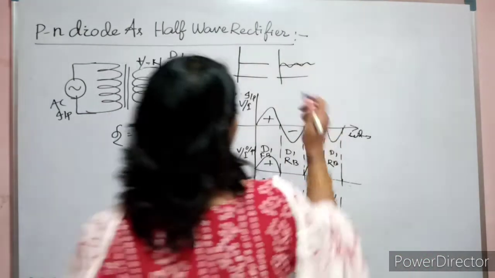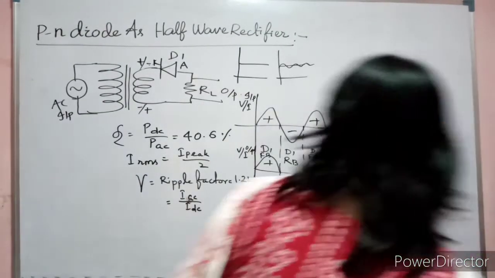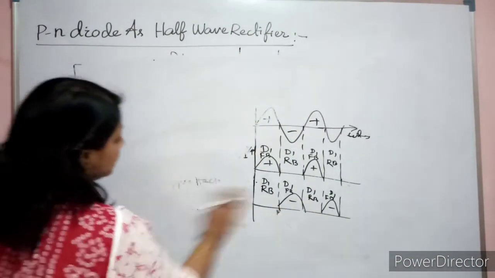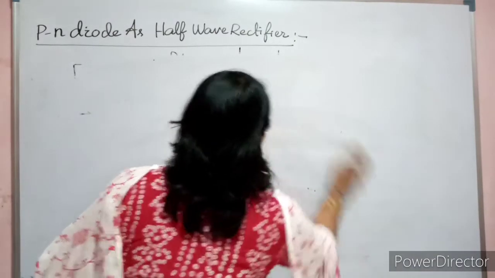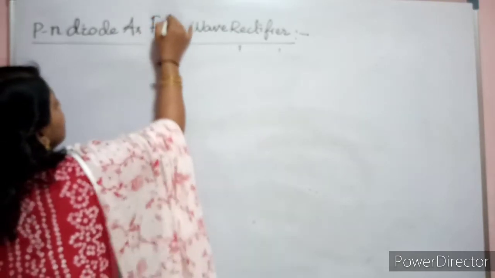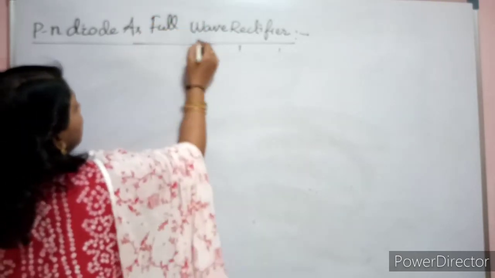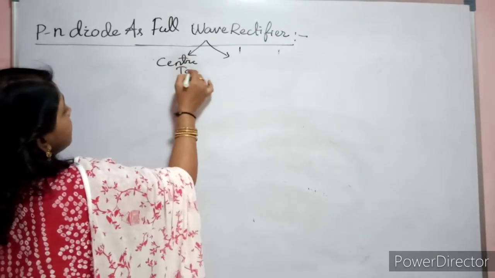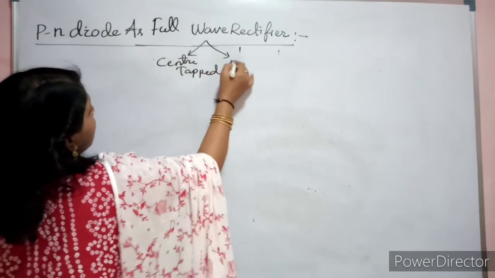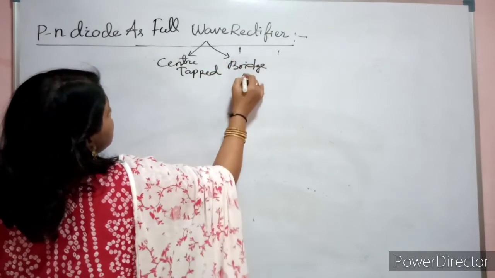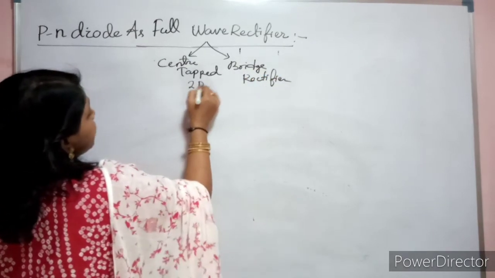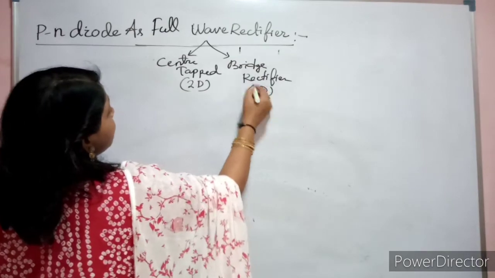Now make the heading full wave rectifier. I already told you there are two types of full wave rectifier. One is called center tapped. The other one is called bridge rectifier. In center tap we are using 2 diodes. In bridge we are using 4 diodes.